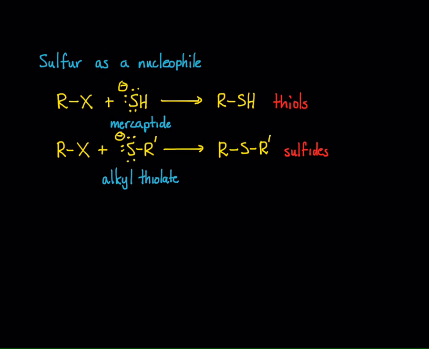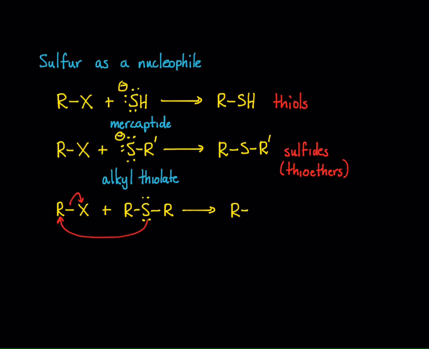RSR is a sulfide, or it's called a thioether, right? The thio derivative of an ether. Ether would be ROR prime. Now, interestingly enough, with thioethers or sulfides, the sulfur has 2 non-bonding pairs of electrons on it, and therefore it can behave as a nucleophile. If I take an alkyl halide and treat it with a sulfide, I get a nucleophilic attack, right? Displacement of the leaving group.